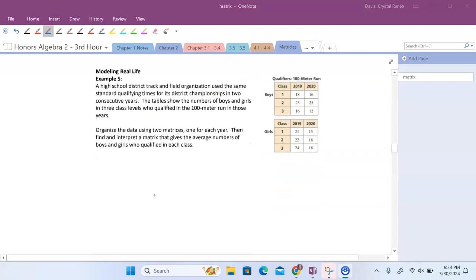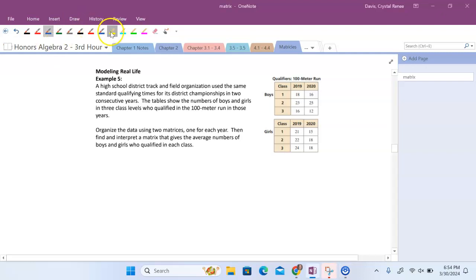All right, so let's go down to example 5. It says a high school district track and field organization used the same standard qualifying times for its district championships in 2 consecutive years. The tables show the number of boys and girls in 3 class levels who qualified in the 100-meter run in those years. Organize the data using 2 matrices, one for each year.